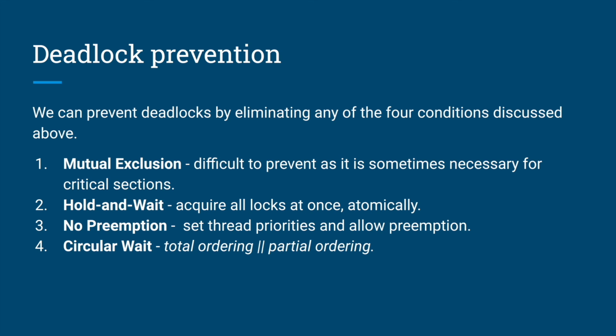So in the case where there are 3 locks, lock 1, 2, and 3, we introduce an arbitrary rule where we have the threads acquire lock 1 before acquiring lock 2, and acquire lock 2 before acquiring lock 3, and so on. And this way, we can prevent the circular wait condition.